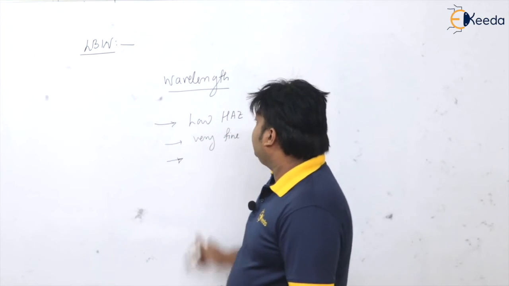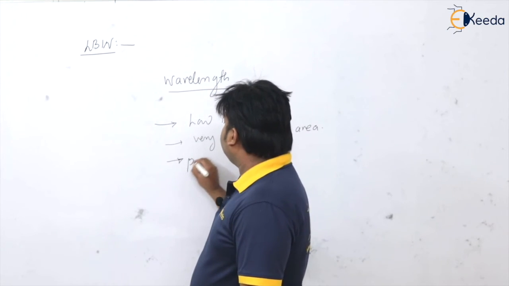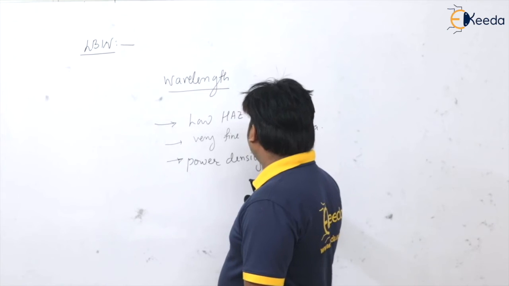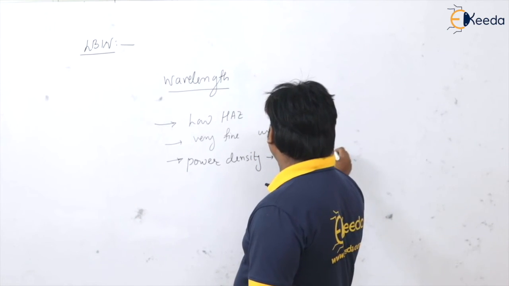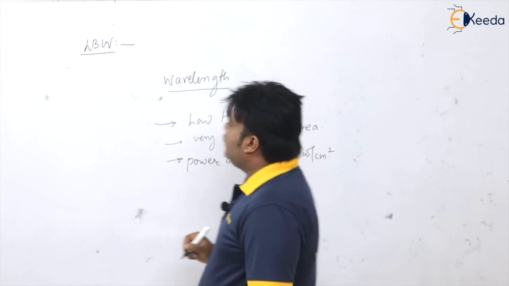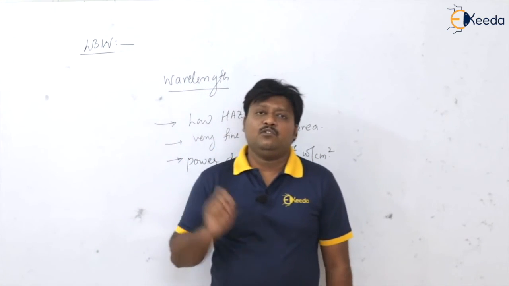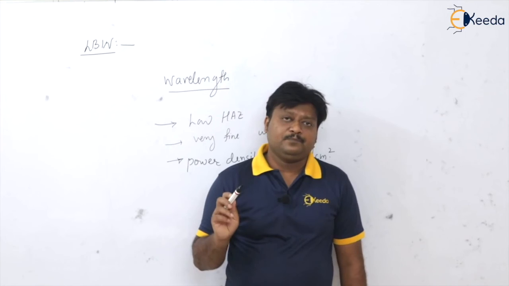How much power density? Power density as high as 10 to the power 7 watt per centimeter square. So this is about laser beam welding.